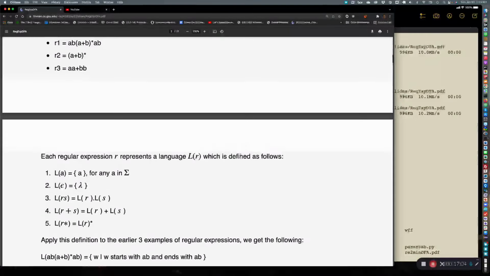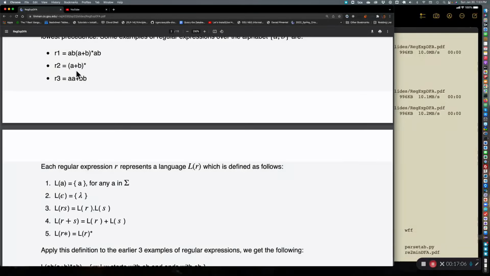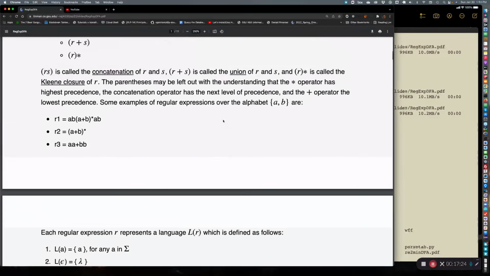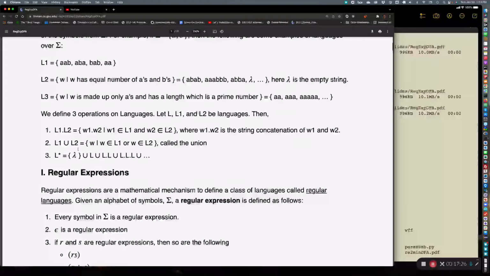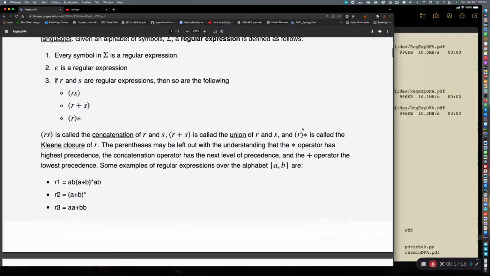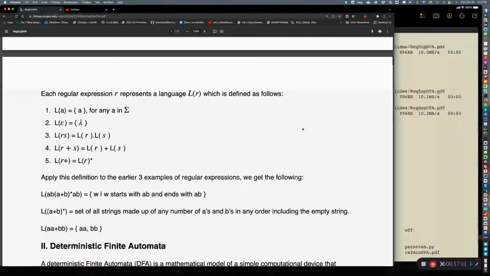Each of these regular expressions, these three examples, but you can make any number of regular expressions, each regular expression denotes or represents a language. Language means a set of strings from the alphabet A. And the language is defined as follows, pretty intuitive, and it's based on those three operators, on languages.